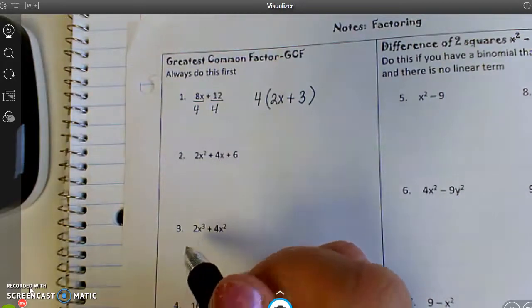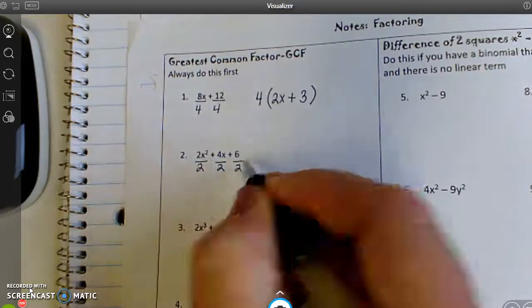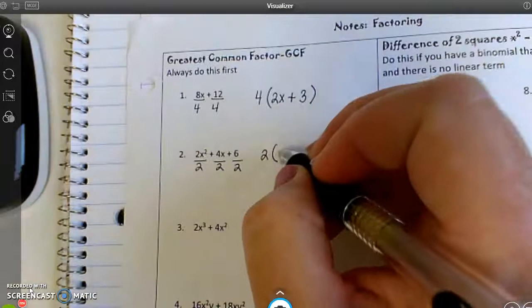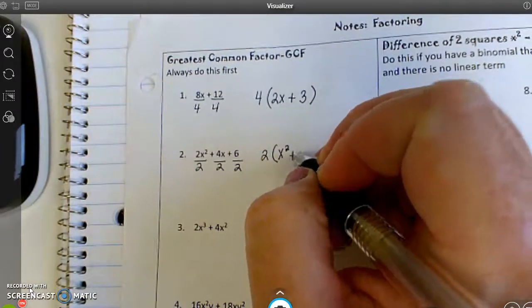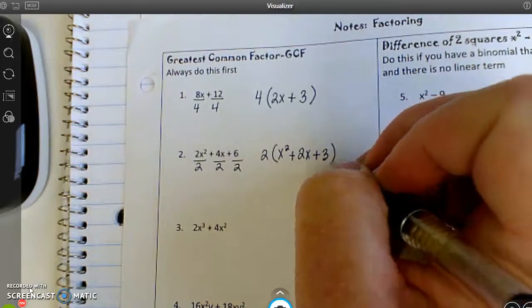So, looking at this, what number goes into both 2, 4, and 6? 2. So 2 is my greatest common factor. I'm going to divide everything by 2. 2 goes outside the parentheses, and you're left with x squared plus 2x plus 3.